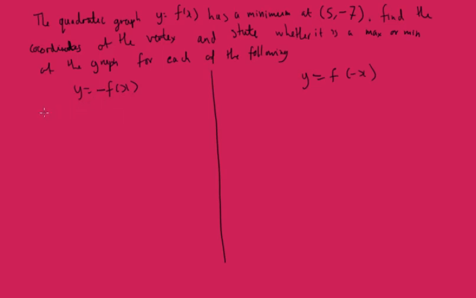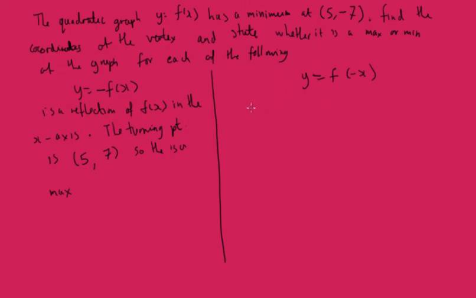So this here is a reflection of f of x in the x-axis. The turning point is, so let's look at, for f of x, the function had 5, minus 7, so 5 is going to be the same, because in a reflection in the x-axis, the x remains the same, but the y is going to change sign, so it's now going to be 7. So this is a maximum.